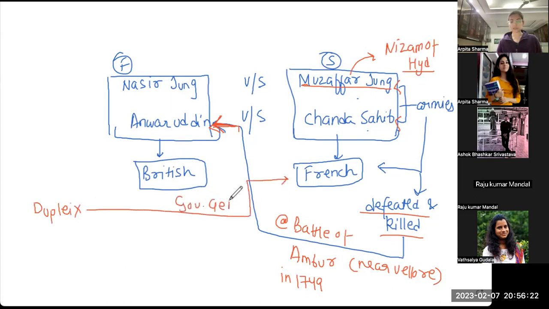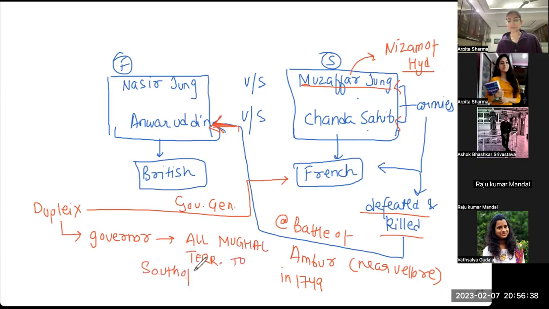the French Governor General. He became the governor of all the Mughal territories which were to the south of river Krishna. He became the administrator, the governor of all the Mughal territories, because Muzaffar Jung was the Nizam now. So the territories of the land to the south of river Krishna was given to French Governor General Dupleix.